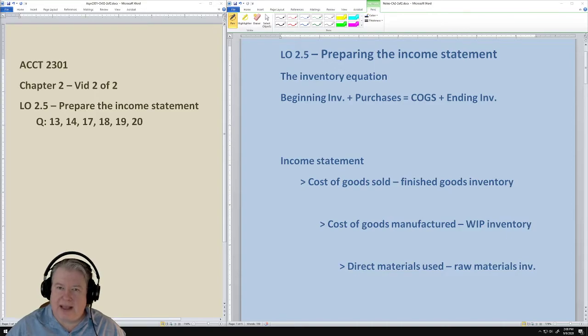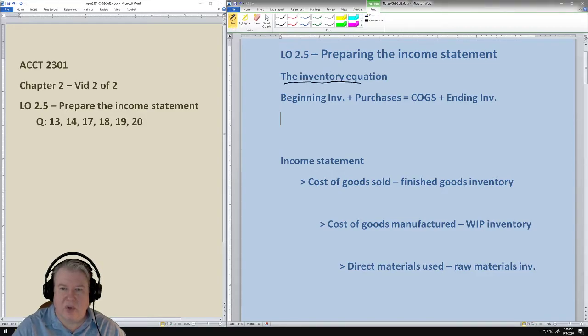So the key to understanding this learning objective, preparing the income statement with the additional inventory levels, is that we have to back figure the cost of goods sold by going through the different types of inventory to see how much of those inventories we've used up or have been utilized in the goods that have been sold. And I find that the easiest way to approach this series of calculations is by looking at what we call the basic inventory equation.